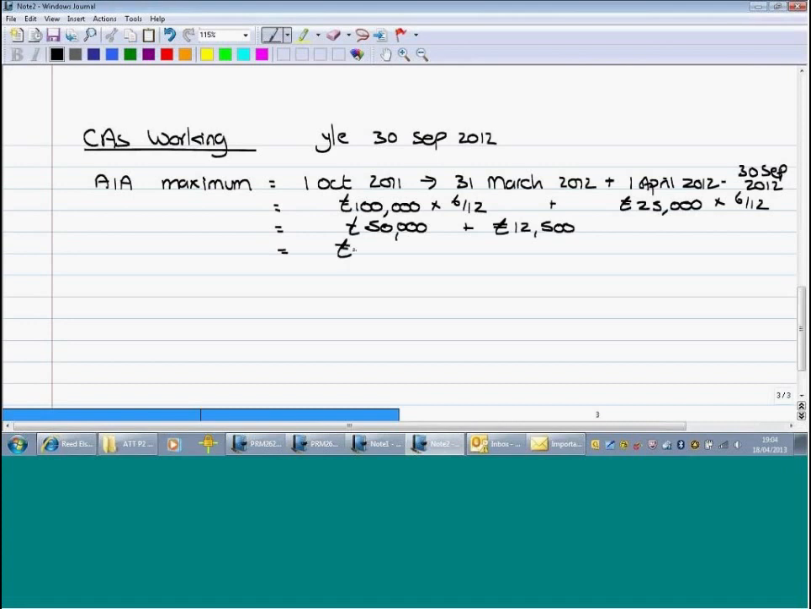And hence, the AIA maximum for this year end will be £62,500. That's the maximum we can put in the AIA column. But a word of warning, within that maximum, only £12,500, i.e. this prorated figure here, will be the maximum for the expenditure incurred from the 1st of April 2012. So when we come to deal with our additions in our capital allowances working, the best thing to do is deal with additions, first of all, that were bought prior to the 1st of April 2012, and then those that were bought after that date.